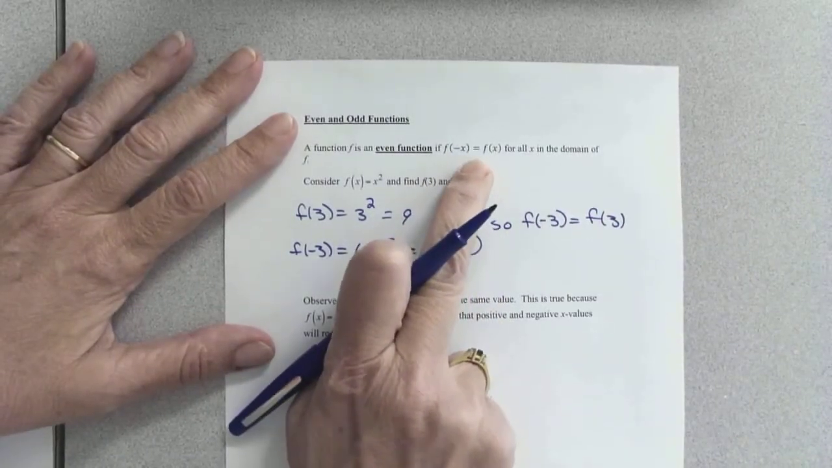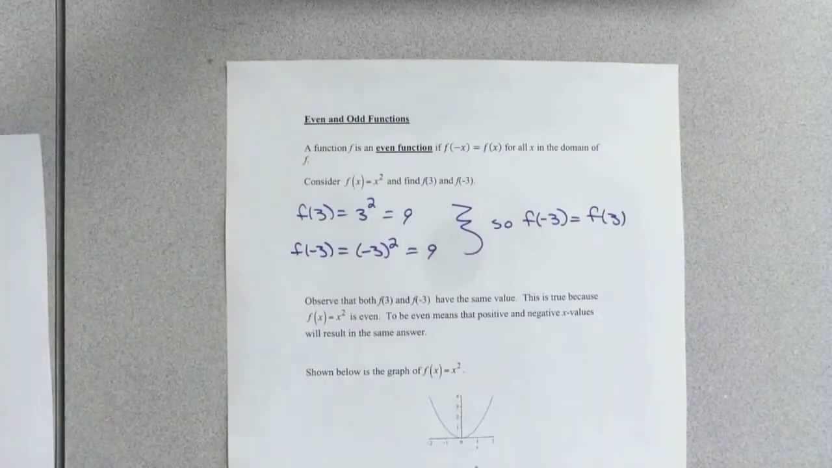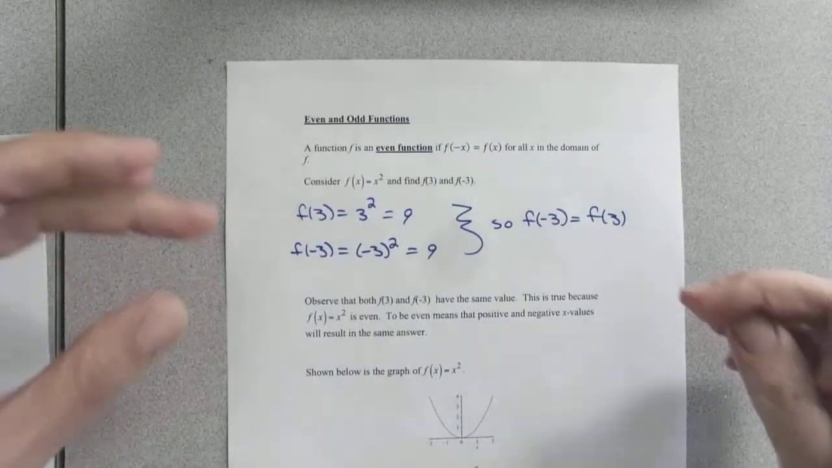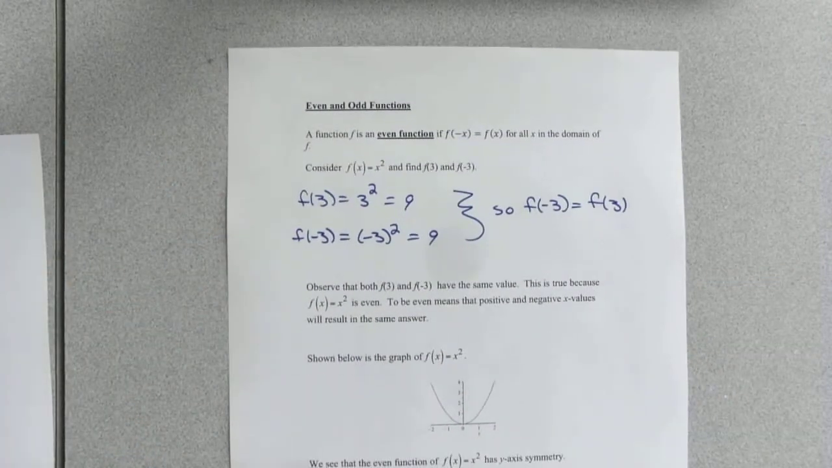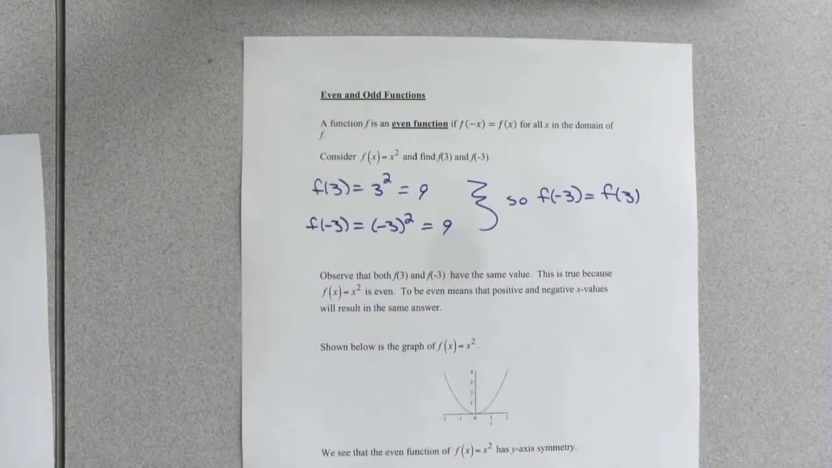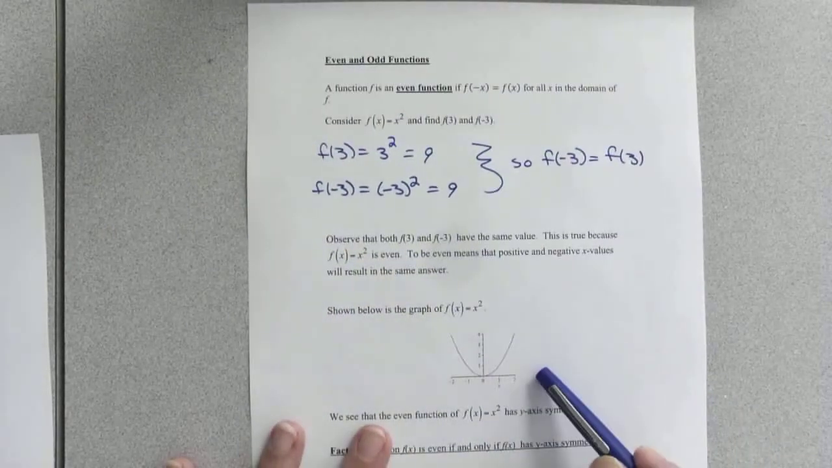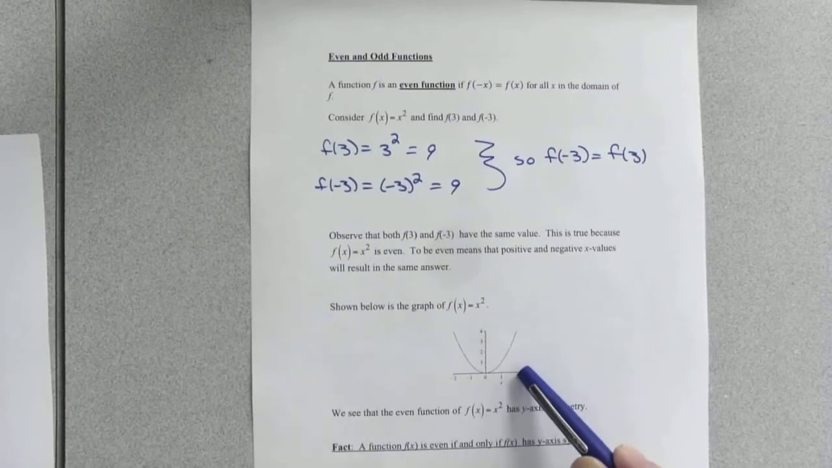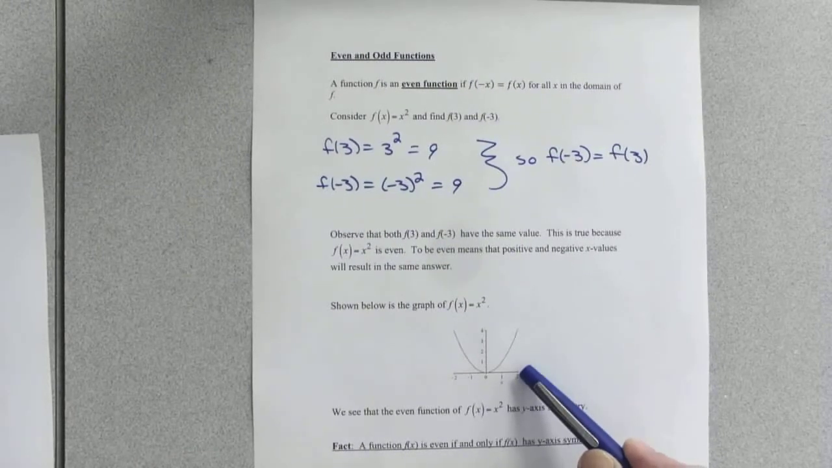And that's what this property was saying. F of negative x equals f of x. It's almost as if the negatives don't matter. That is an example of a function being even. It's as if the negatives don't matter. There's the graph of x squared. Notice it has y-axis symmetry.